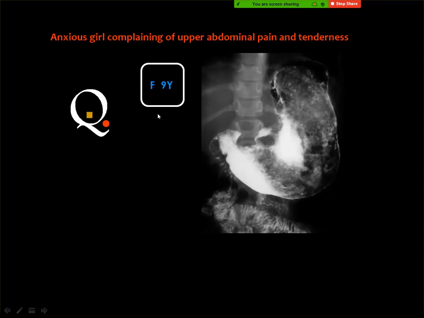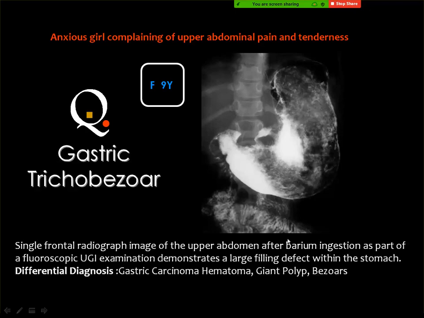This patient is a young girl with upper abdominal pain and tenderness. Gastric bezoar. Very good. And this is trichobezoar, which is common in young girls that have some mental disturbance, and they may swallow part of their hair. Then you got a very big mass inside the stomach, which is usually mobile.